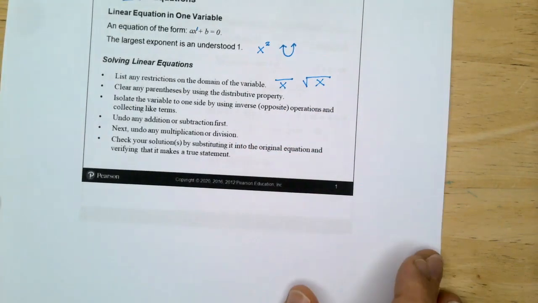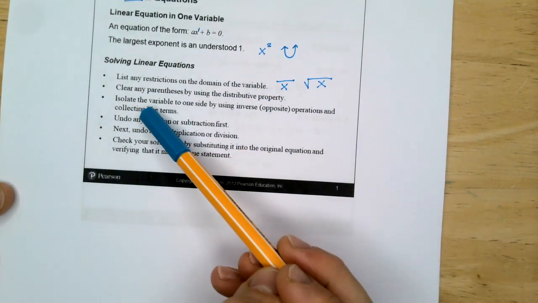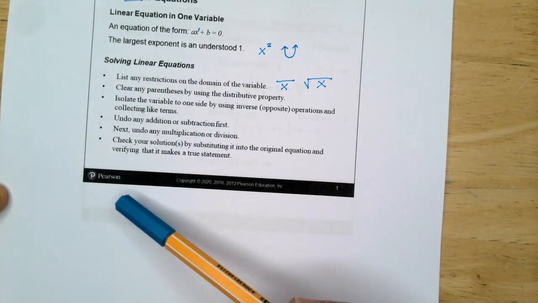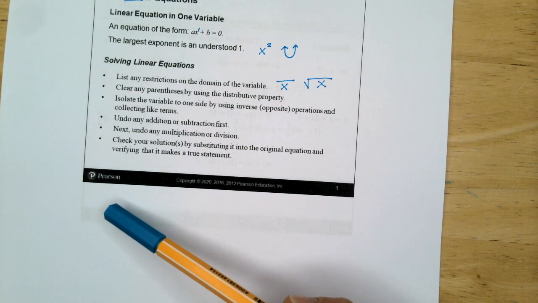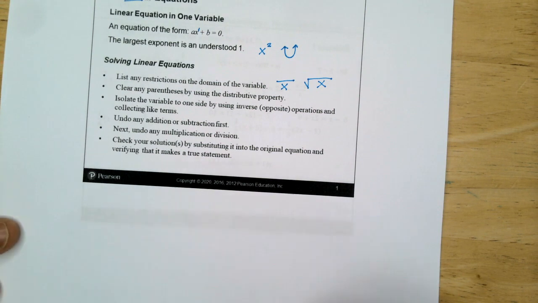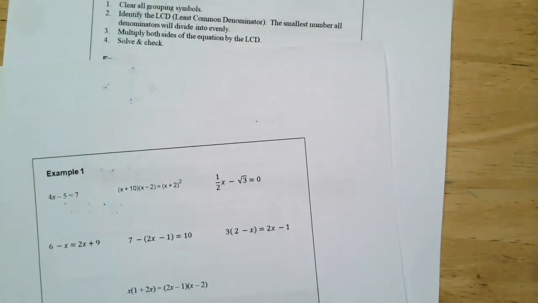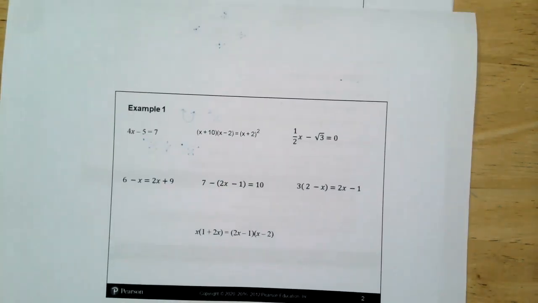Okay, then we're just going to clear parentheses, isolate the variable to one side using inverse operations and collecting like terms. First, undo addition and subtraction, then undo multiplication and division. Good. Put your answer back into the original equation to verify that it is a true statement. Good. All right, so our first examples.